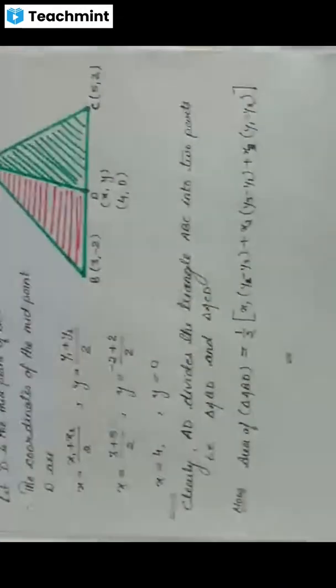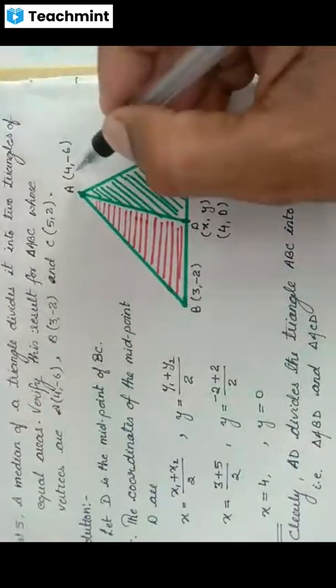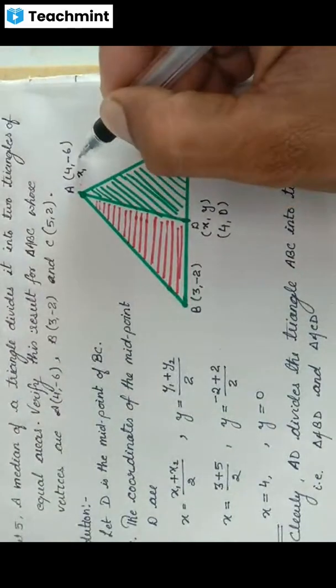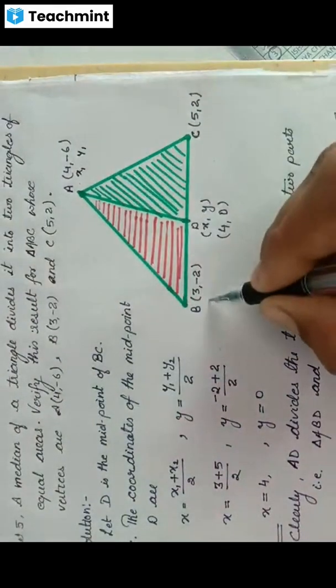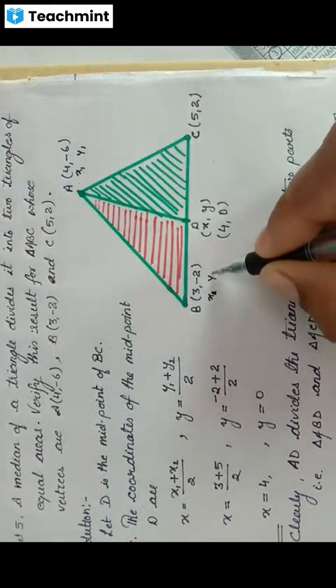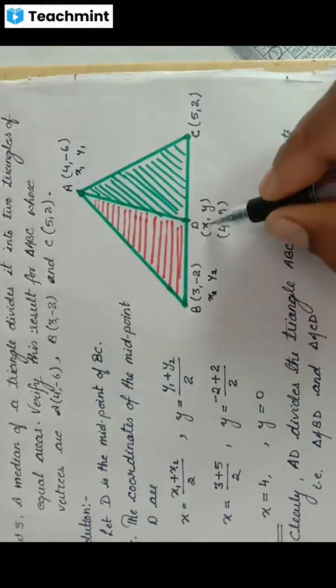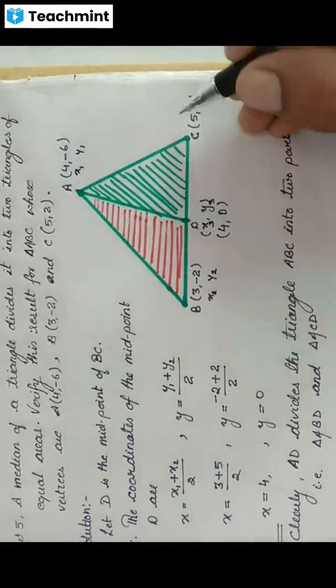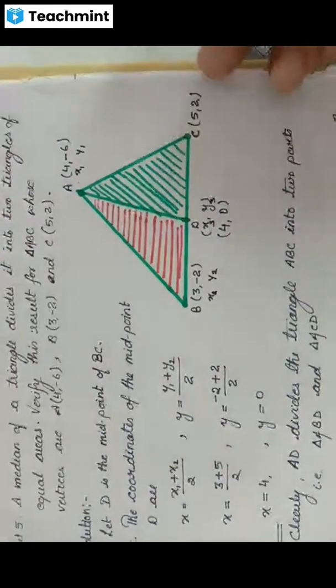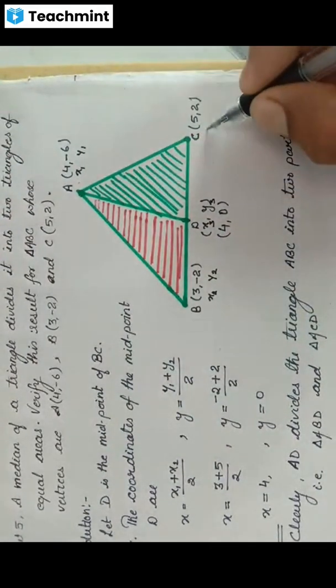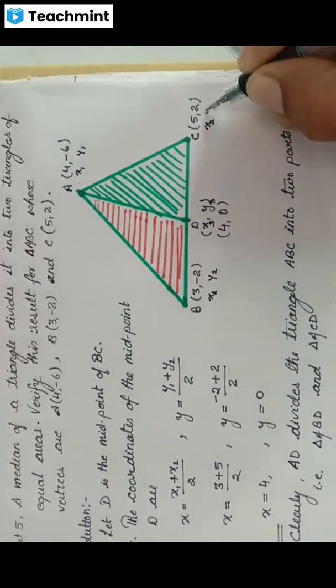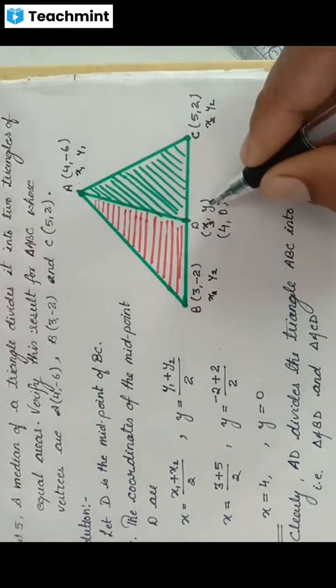This will be x1 and y1 at the top, then x2 and y2, then x3 and y3. If we calculate on this side, it will be x1 y1, then x2 y2, then x3 y3. It is clear? So I am not going to write the complete elaborated form. We will put the values from the top. Any doubt?